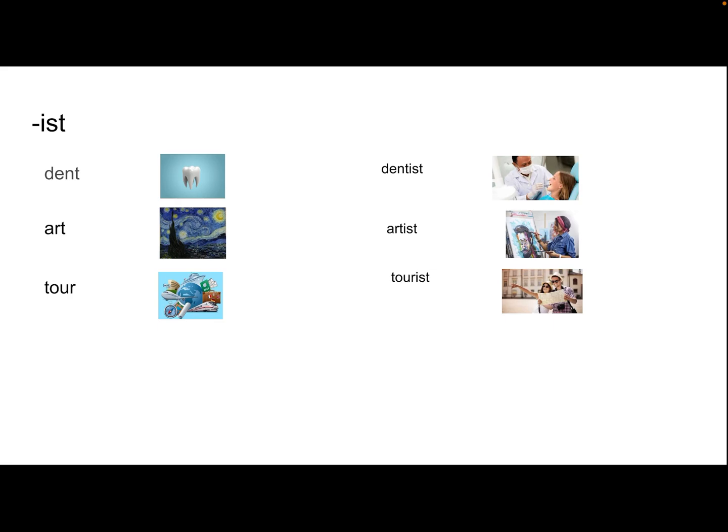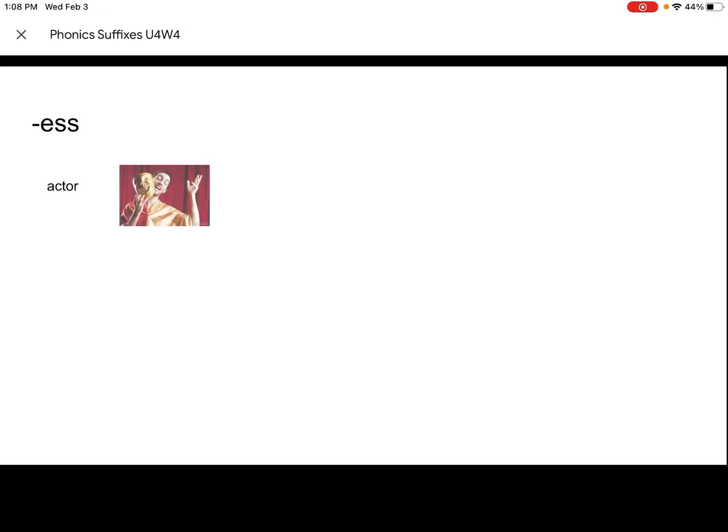Let's look at some other suffixes. How about the suffix ESS? Well, first of all, I have a word here, actor. Here's a gentleman on a stage. He's acting. If I add ESS to actor, I get actress. How does that change the picture in your head? If it changed the picture to a female actor, you are correct. Adding ESS to a word makes it a female.